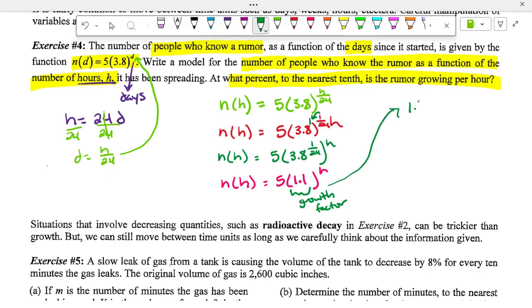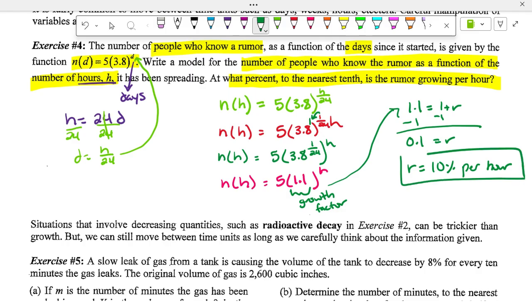So what's 1.1 equal to in terms of our formula for growth? What's the 1.1 replacing in terms of our growth formula? 1 plus R. How do I solve for R? Subtract the 1. So I get 0.1 is equal to R. So what's that as a percent? 10%. So we're growing at 10% per hour. So that's how much the rumor is spreading per hour. It's spreading 10% more per hour.